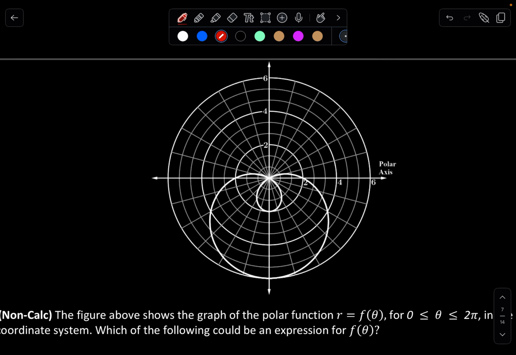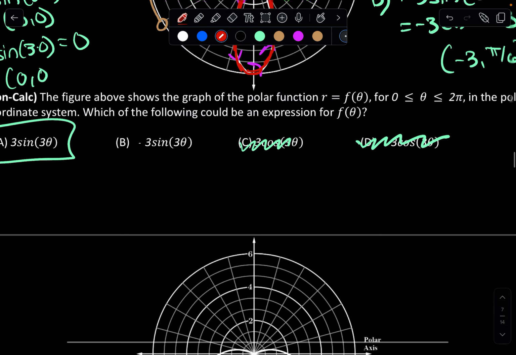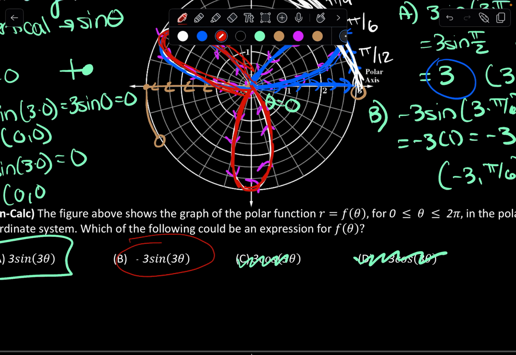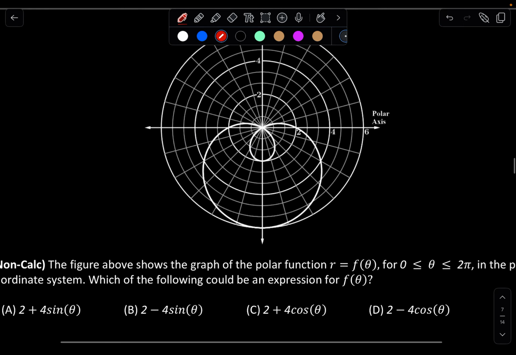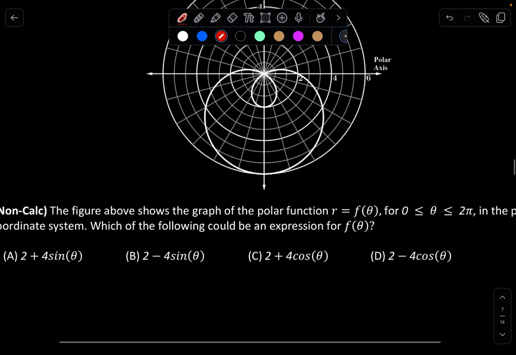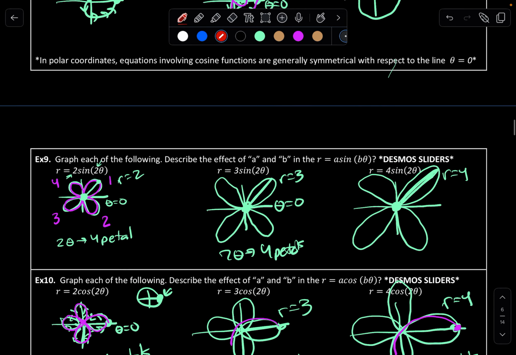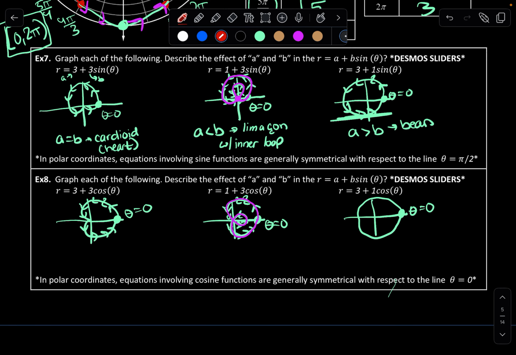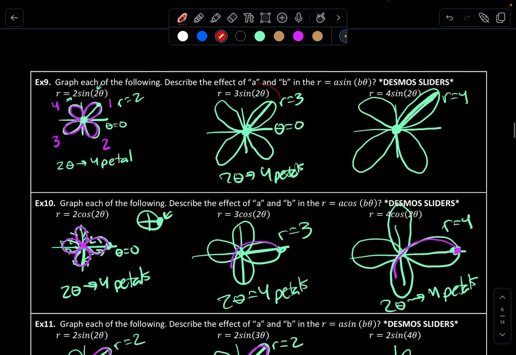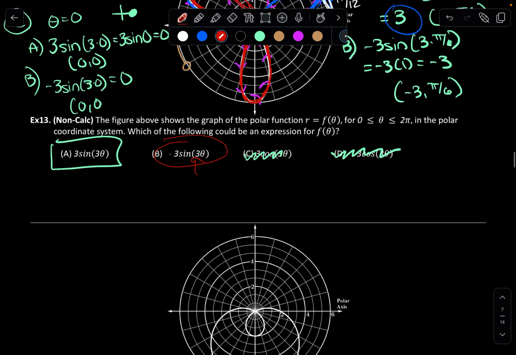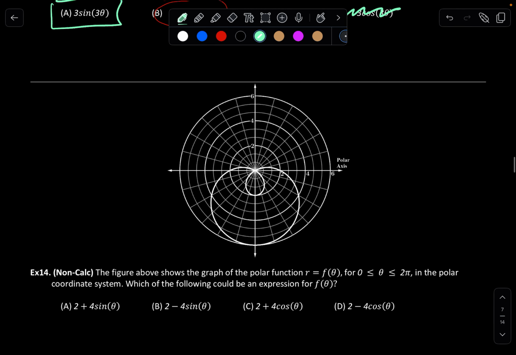Now we are dealing with an inner loop, so we don't have petals. Petals are going to deal with coefficients with the thetas. Your inner loops and your cardioids will not. If you look at the cardioids, the inner loops, and the beans, the thetas are isolated. For petals, they are not. All right, so we're dealing with an inner loop. So we have to identify the polar function, or the expression for this.